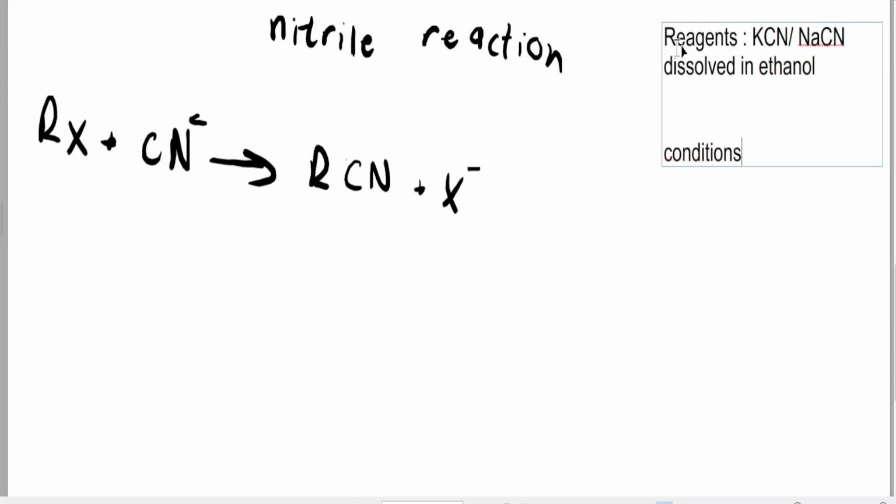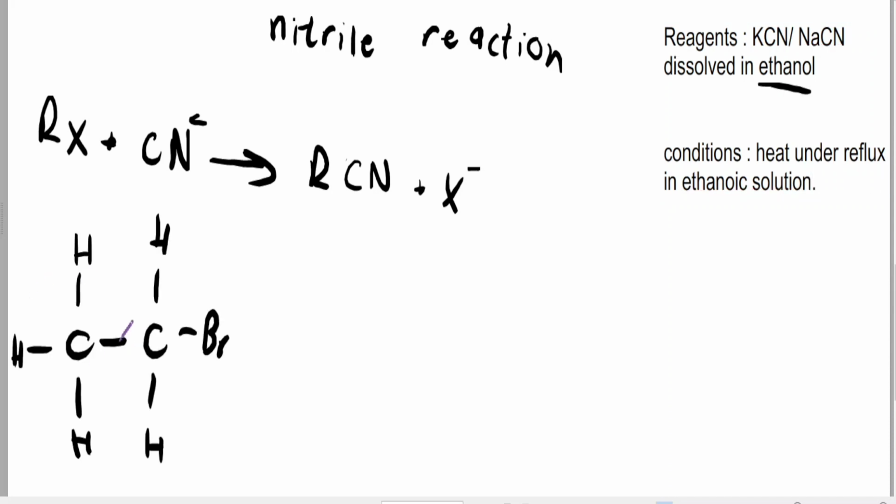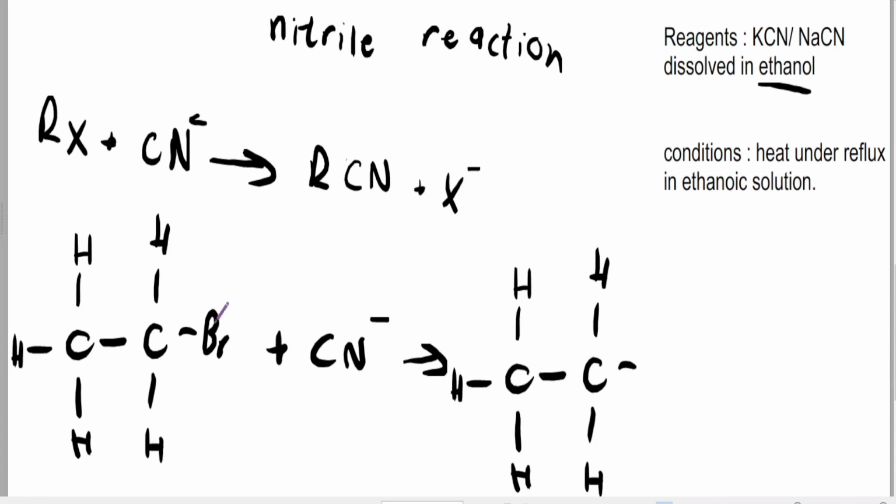The conditions for this reaction is you heat under reflux in ethanolic solution. Now, I have a halogenoalkane which would react with a cyanide ion. The bromine would get replaced by this cyanide ion, and you would also get a bromide. So you can see that instead of drawing nitrogen as CN, I can remove this and draw the nitrogen bond like this.